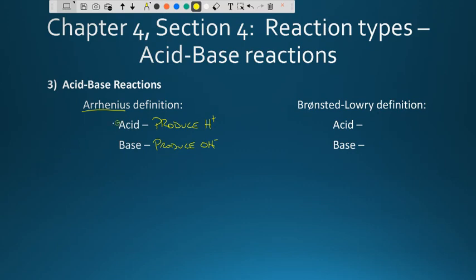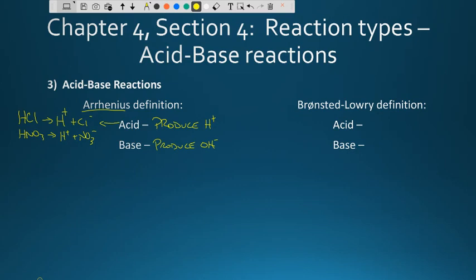So there's a couple of examples that we might see. For example, hydrochloric acid. It's a combination of the hydrogen ion plus the chloride ion. Another example that we might find here would be something like nitric acid, HNO3. And we can think of that as the hydrogen ion plus the nitrate ion. So that's one way to think about it.